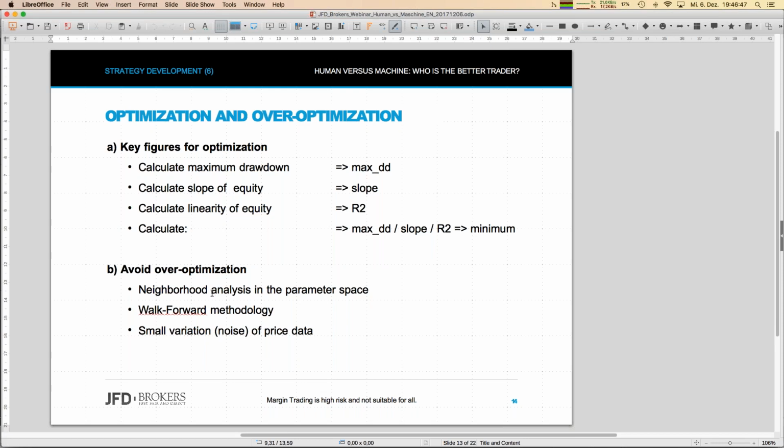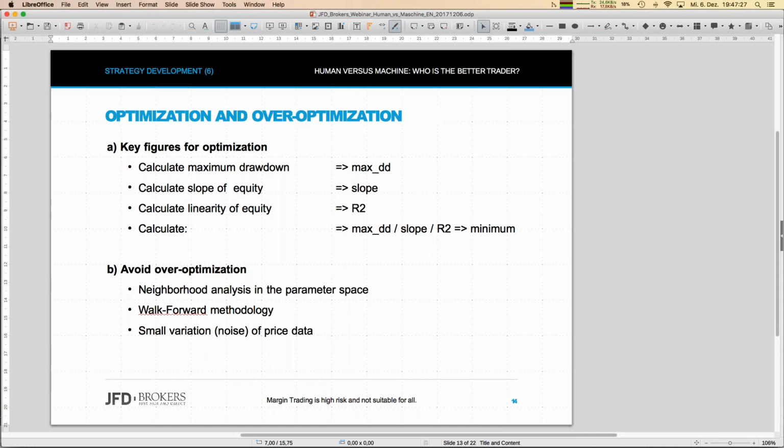And another methodology, I will come to that in my next slide, that is a walk forward methodology. I will explain it in a second. And the third one is that you simply use a small variation noise of your price data. So if you add a little bit of noise to the real price data, and your equity directly goes down, so your slope may even become negative, then the alarm bells should ring, because that is a sign for over optimization.